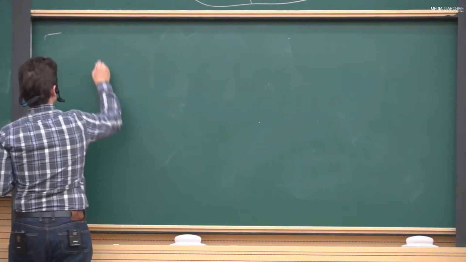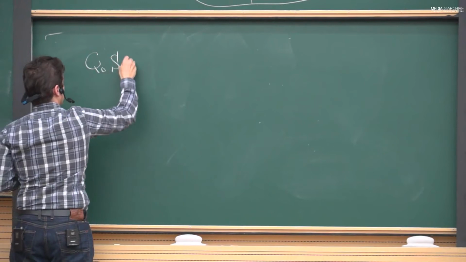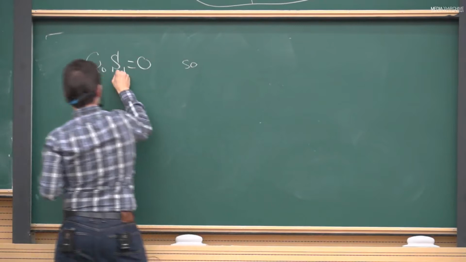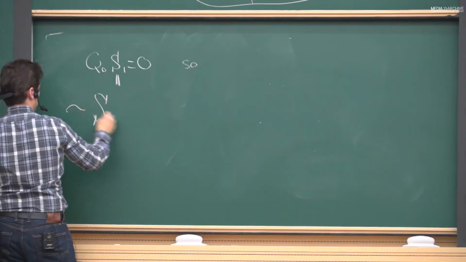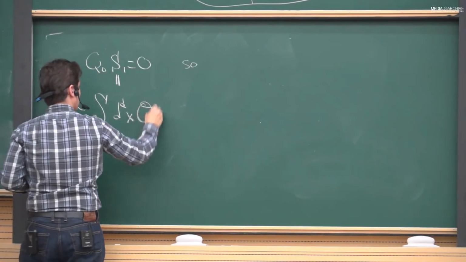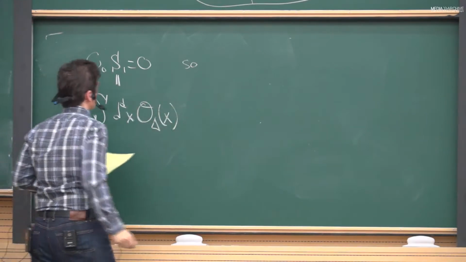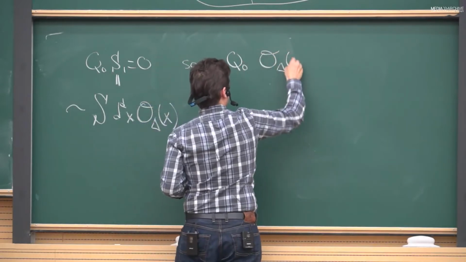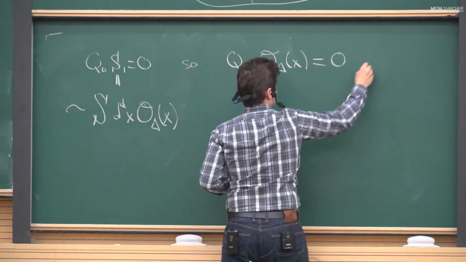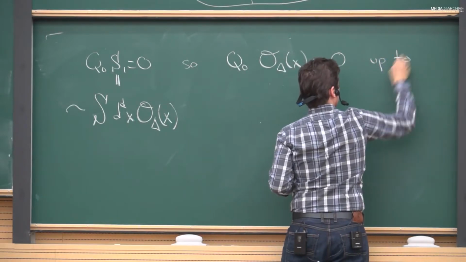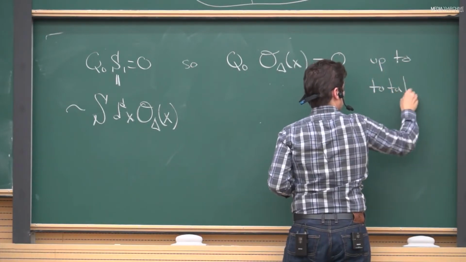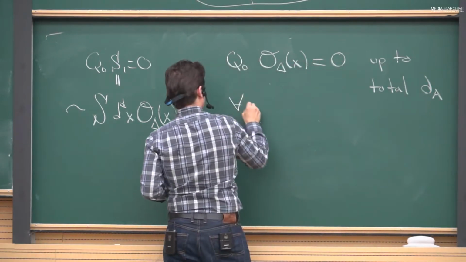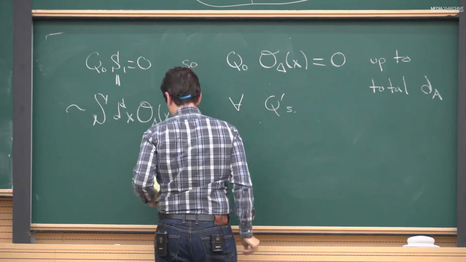So we need Q naught S1 to be 0. I just erased what S1 was. This thing here was proportional to the integral of this. So we need Q naught acting on O delta of x to be 0, up to total derivatives, for all supersymmetries. So that's what we need.